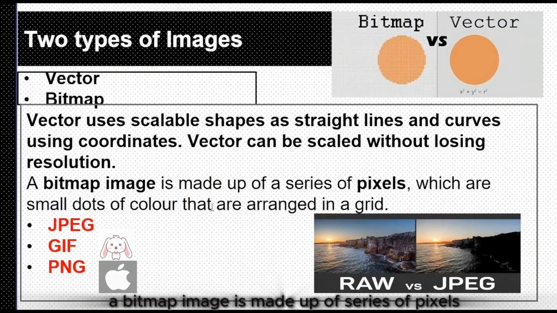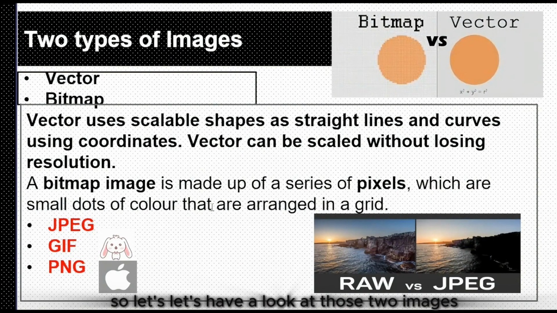A bitmap image is made up of a series of pixels, which are small dots of color that are arranged in a grid. The examples of those are JPEG, GIF, and PNG. Now, you might ask me a question, what relevance does that image have on this slide? There is a big relevance, and I'll explain it in a second.